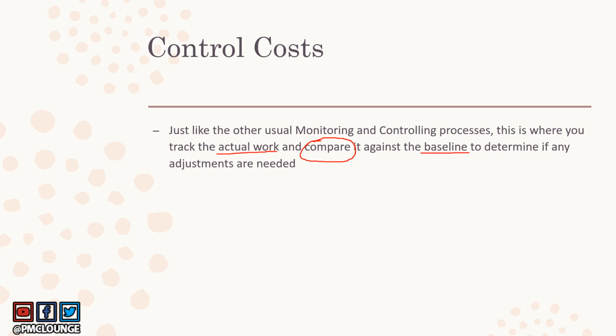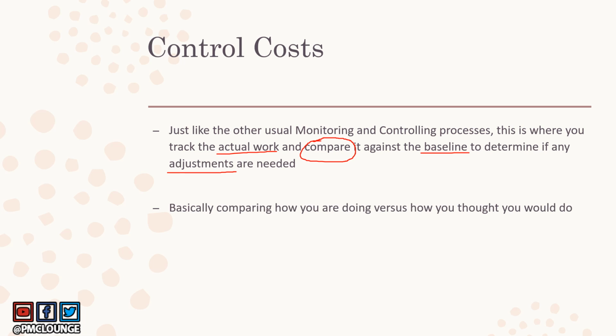Bottom line, you do this so that you make sure that if you need to make any adjustments, you can. Why would you need to make any adjustments? If you're overshooting the cost, then you need to make adjustments. If your project is suffering from cost overrun, which most projects do, in my personal experience, by the way, what kind of adjustments do you need to make? That is something that you determine as part of the control costs process. Finally, in this process, you're basically comparing how you're doing versus how you thought you would do.